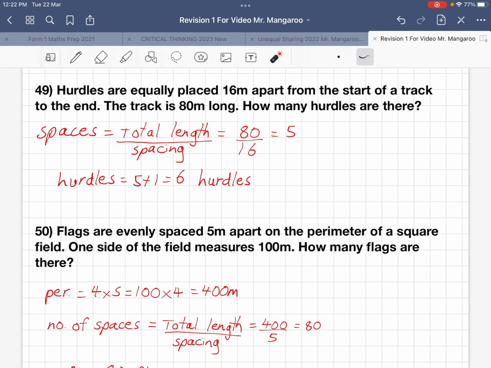Hurdles are equally placed, 16 meters, so 16 meters is the spacing. The track is 80 meters long, so the total length is 80 meters. How do we find the number of spaces? That's total length divided by spacing, which is 5. And how many hurdles or objects? 5 plus 1 is 6 hurdles.